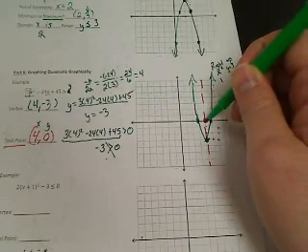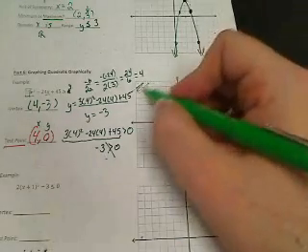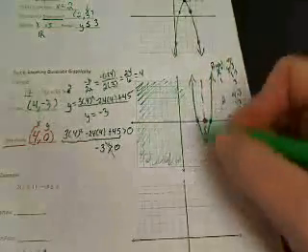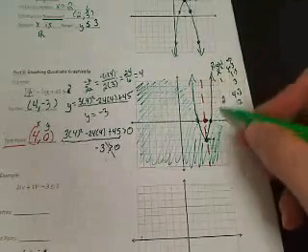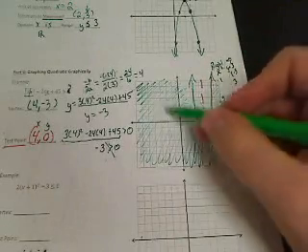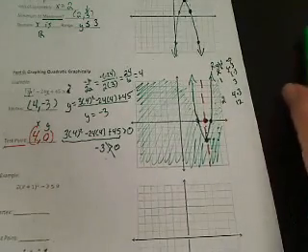So what that's going to tell me is the other side of the line is going to be my true area of the graph. And so since I would not color in here, I would have to color in the other part by default.